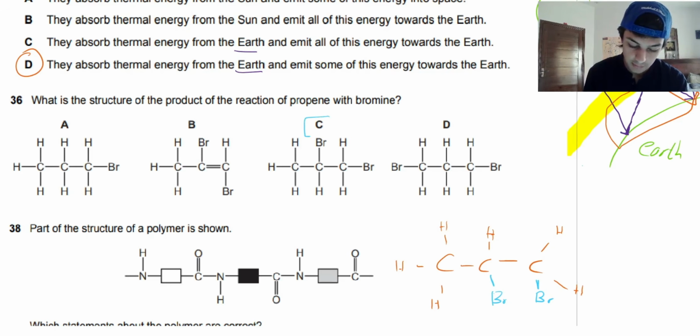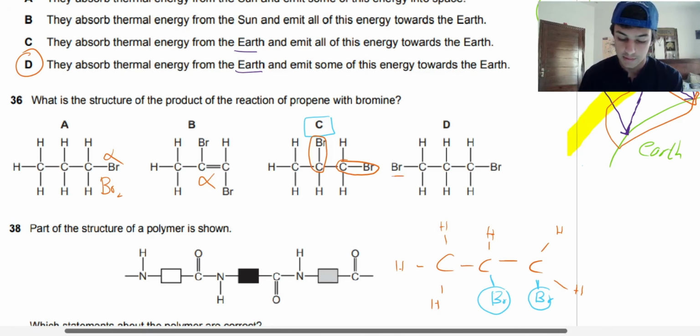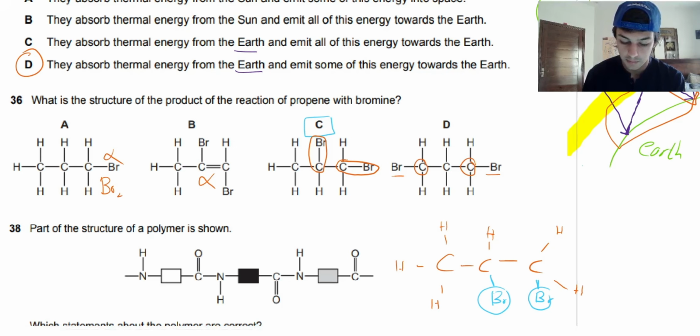This option looks viable because again, these bromine atoms are within the first 2 carbons or the last 2, however you guys interpret it. So you can see that this is bonded to the bromine over here and this is bonded to it over here. What's happening over here is not the case, because in addition reactions the double bond breaks. There are 2 bromine molecules, so this is wrong. And we can see over here that this is too far apart. This is on the first carbon and this is on the third carbon. They should be on the first and the second carbon, respectively.